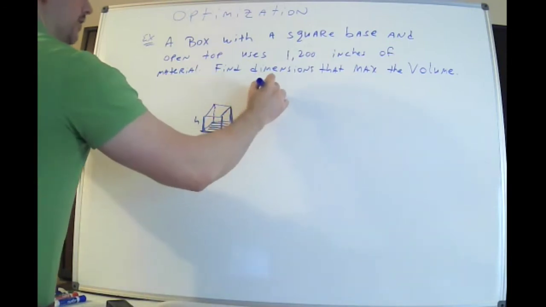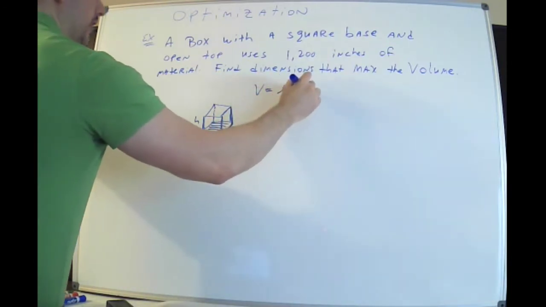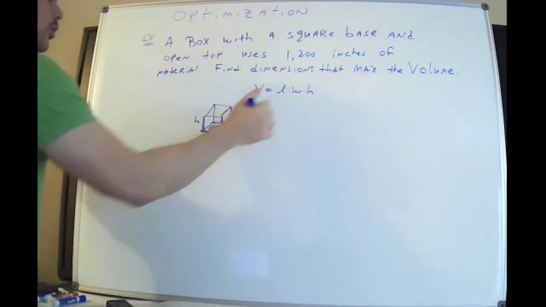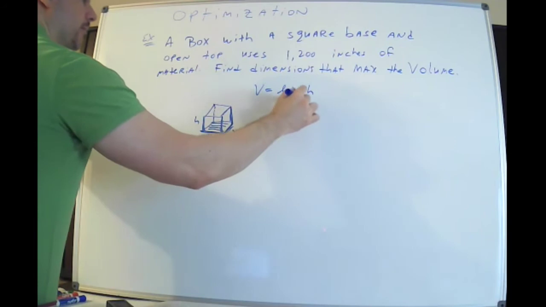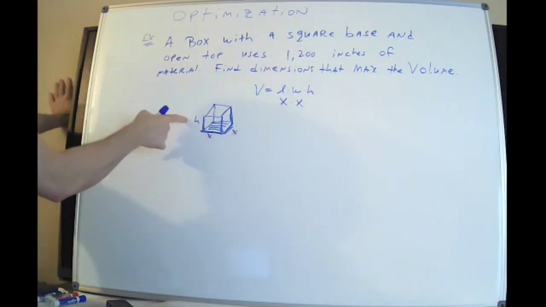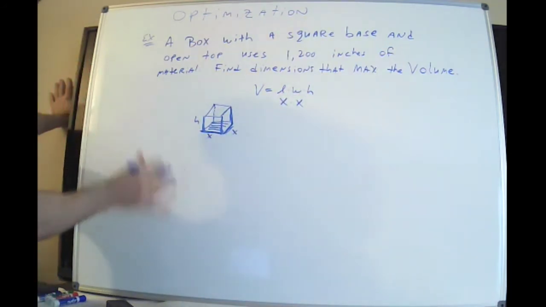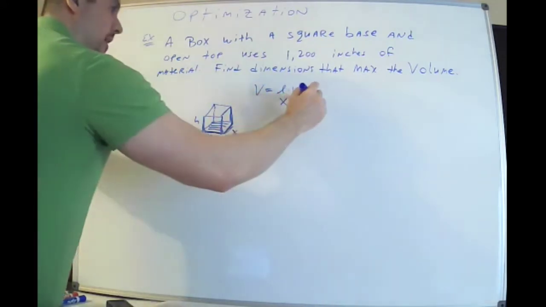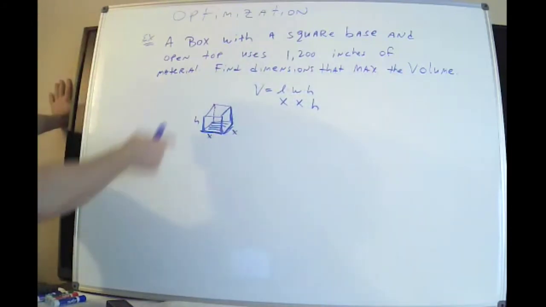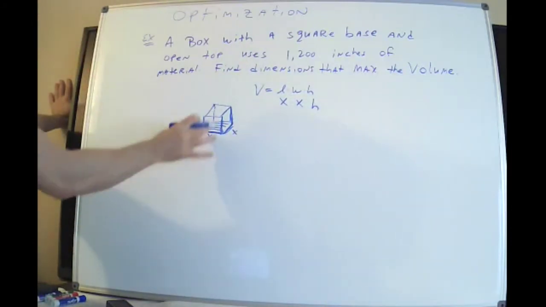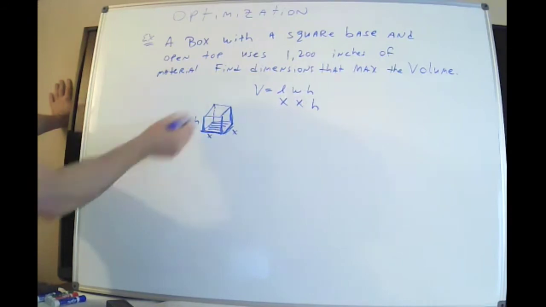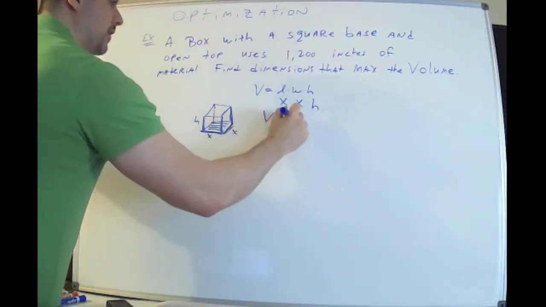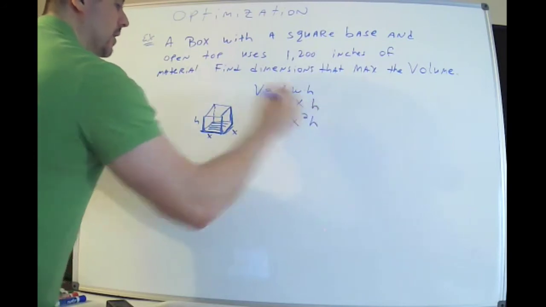The volume of a box is the length times the width times the height, right? The room that you're in has volume, has space. The bottom is a square, so the length and the width are the same. The height is not, it's not a cube. The base is a square. I don't know what the height is going to be. In fact, this will end up being a rectangular thing. It's not going to be a perfect cube where all three sides are equal. I promise that. So the volume of this box is going to be x squared h.